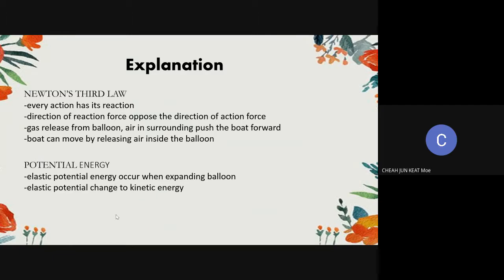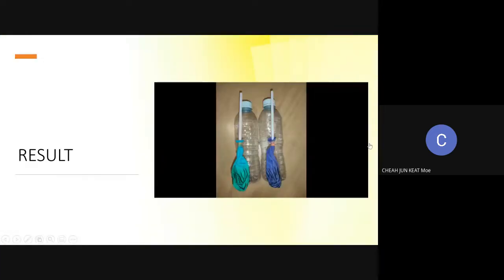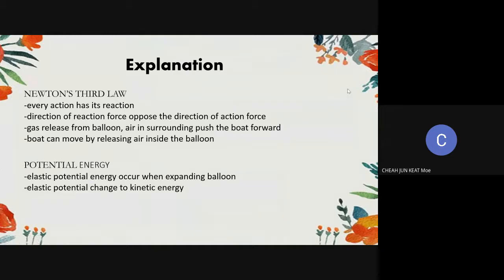How can it work? First, we use Newton's third law. We know that every action force has a reaction force, but the direction is different. When gas is released from a balloon, when it comes out, the direction is opposite, it's going backward. So the air will push back, which pushes the boat forward. So the boat can move by releasing air inside the balloon. Other than that, we use the principle of conservation of energy. Here it is elastic potential energy. When we expand the balloon, the air inside expands the balloon, so the elastic potential energy will change to kinetic energy, so we can move forward.